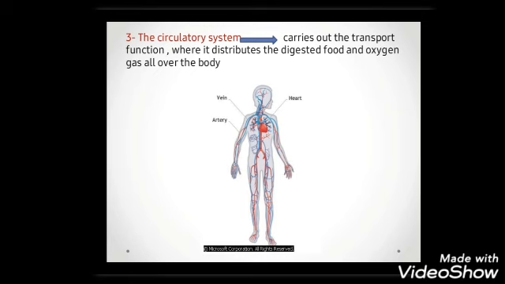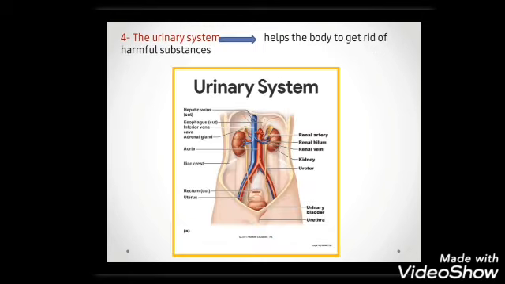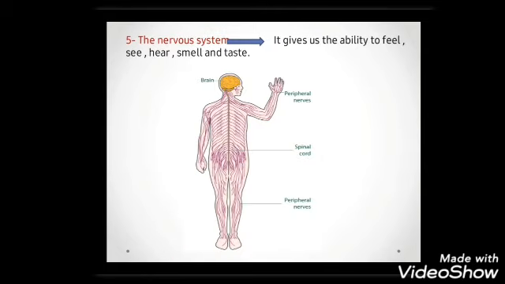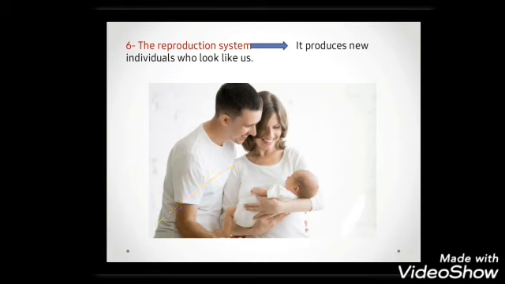Okay? Number 4, the urinary system helps me to get rid of the waste outside the body. Number 5, the nervous system responsible for the senses. The 5 senses: ability to feel, to see, to hear, to smell, to taste. Number 6, the reproductive system to produce new individuals.